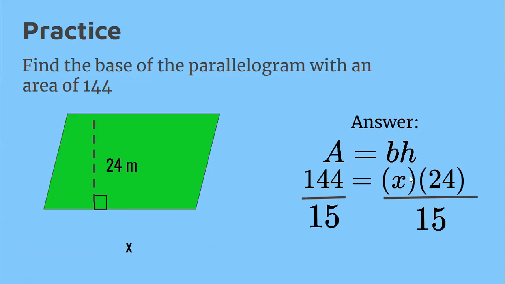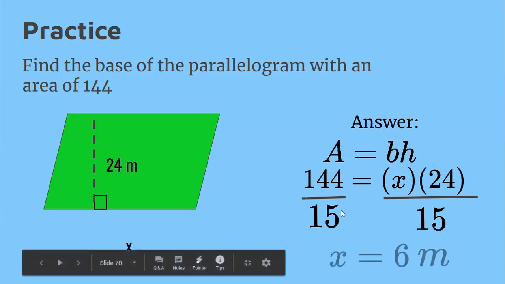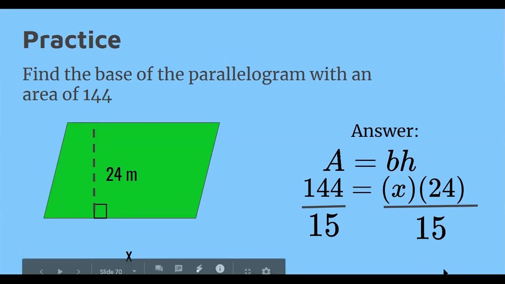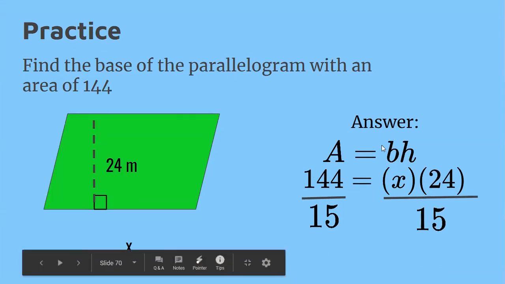And then if you want to, wait. I might have messed this up, guys. It's fine. So this should not be divided by 15. You should divide this by 24. My bad, another typo. So divide this by 24 on both sides, and then you should get x equals 6 meters.